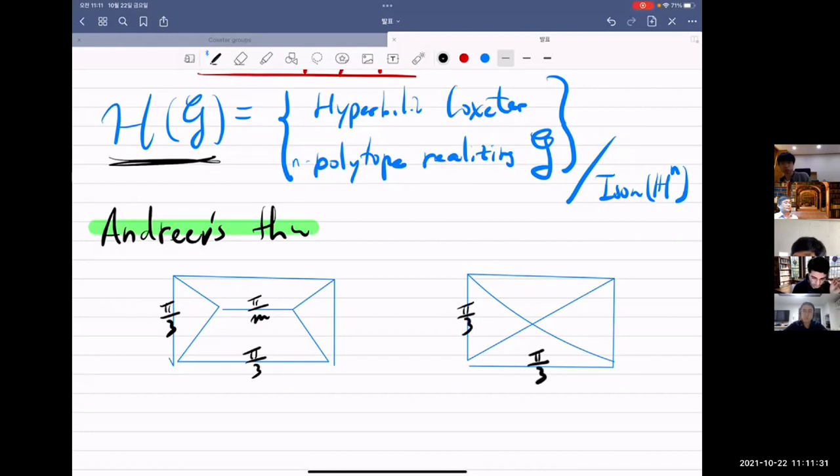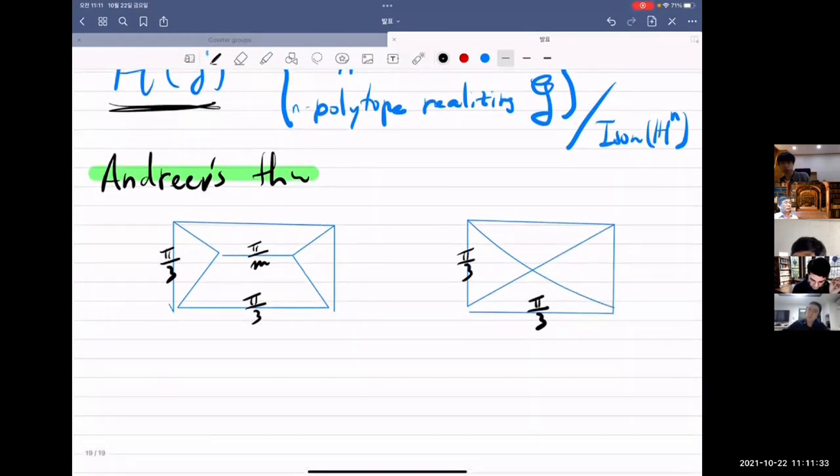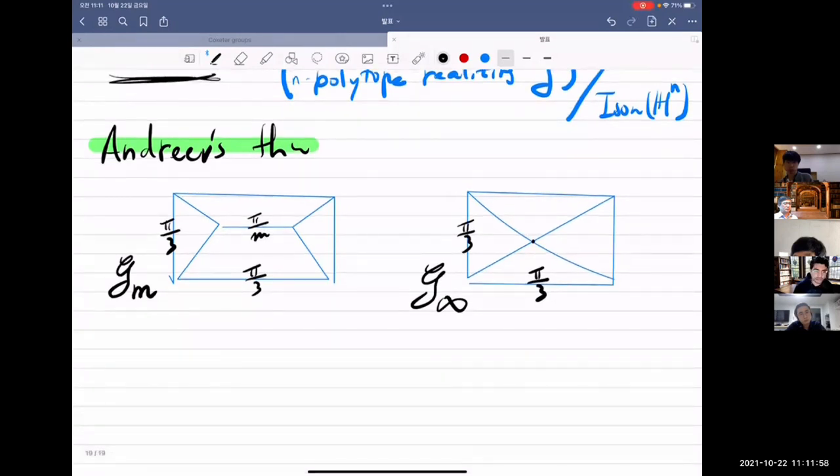Okay. So this labeled polytope I will denote by G_m. So the triangular prism is a combinatorial polytope together with the edge labeling, pi over m, pi over 2, something like this. And then the right hand side is G_infinity. Okay. And then if you have this labeled polytope, we can easily define the Coxeter group. So how can we do that?